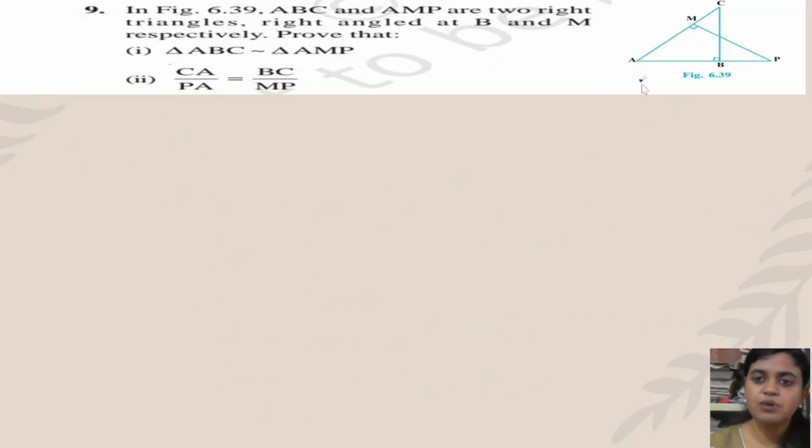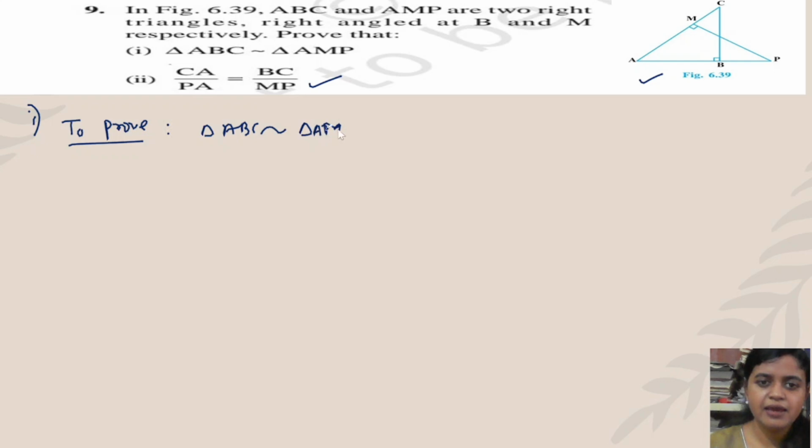In figure 6.3, a figure is given. Triangles ABC and AMP are two right angle triangles at B and M respectively, means ABC has a right angle at B and AMP has a right angle at M. You have to prove that triangle ABC is similar to triangle AMP. Then you have to prove this result also. So to prove the first one, triangle ABC similar to triangle AMP.